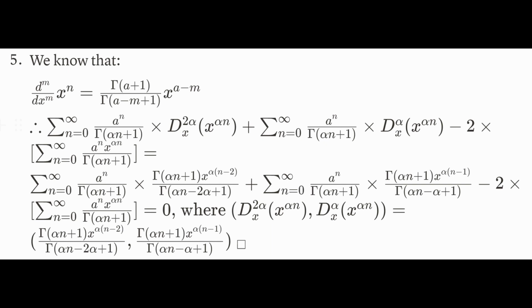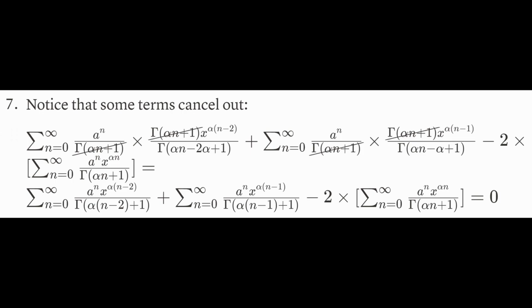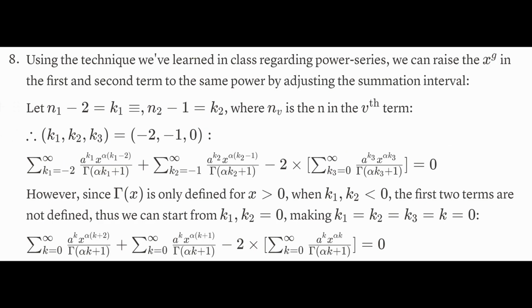I know this is really hard to look at, so bear with me. Number 6. Notice that some terms cancel out and it becomes a lot cleaner. Using the technique we've learned in class regarding the power series, we can raise x to the power of whatever in the first and second term to the same power by adjusting the summation interval. And so we go ahead and do that here.